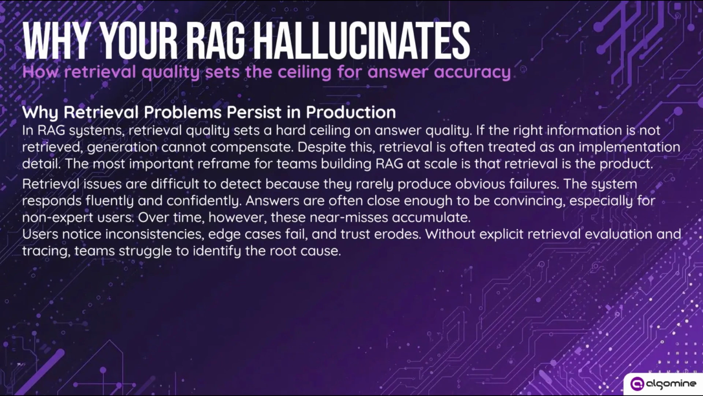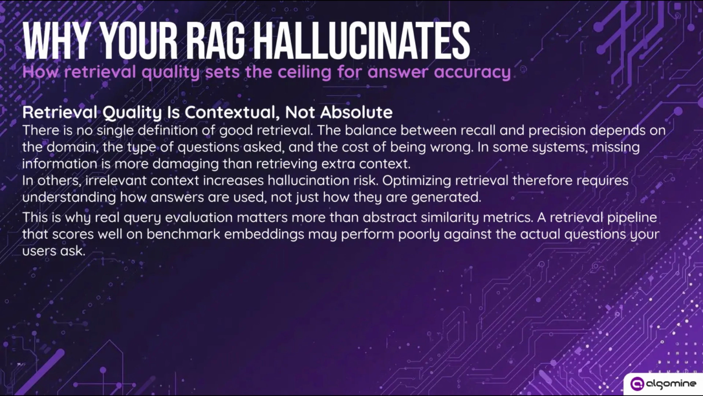Retrieval issues are hard to detect because they rarely produce obvious failures. The system responds fluently and confidently. Answers are close enough to be convincing. Over time, these near misses accumulate. Users notice inconsistencies, edge cases fail, trust erodes. There's no single definition of good retrieval. The balance between recall and precision depends on your domain, the questions users ask, and the cost of being wrong. This is why real query evaluation matters more than abstract similarity metrics.